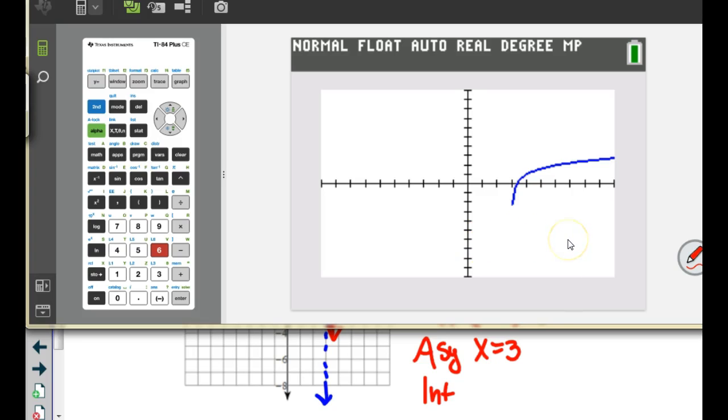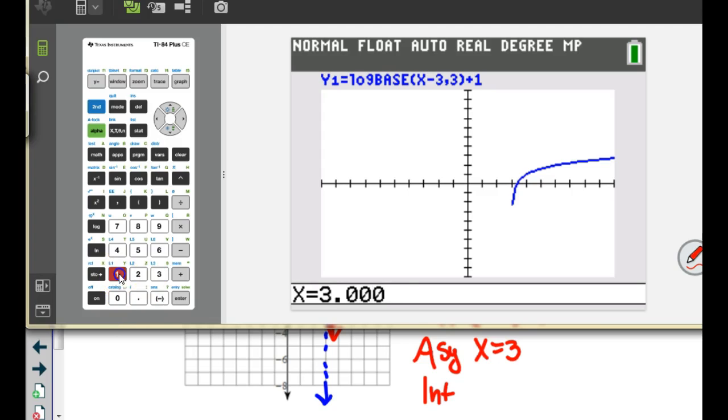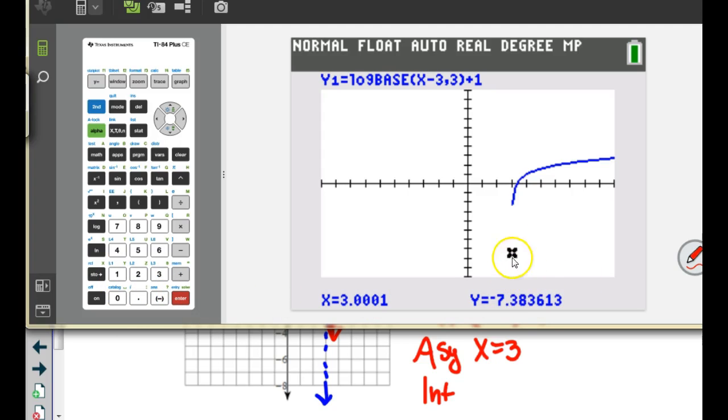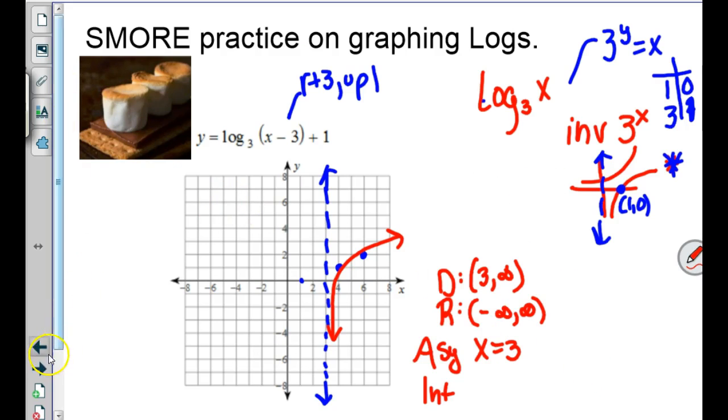Remember what I told you though about using the calculator? Right, this does not end, okay? If you traced, okay, and it looks like it ends here, but if we went closer to 3, like we put 3.0001, it is still down there, okay? It just doesn't show up on the graph. Any questions about graphing logs?